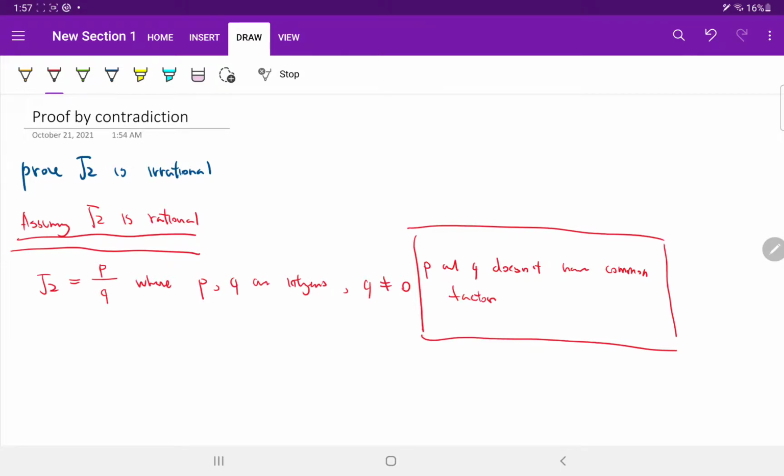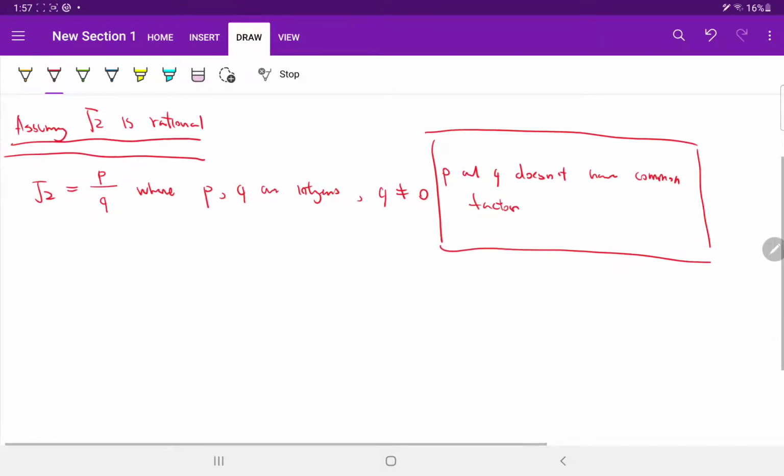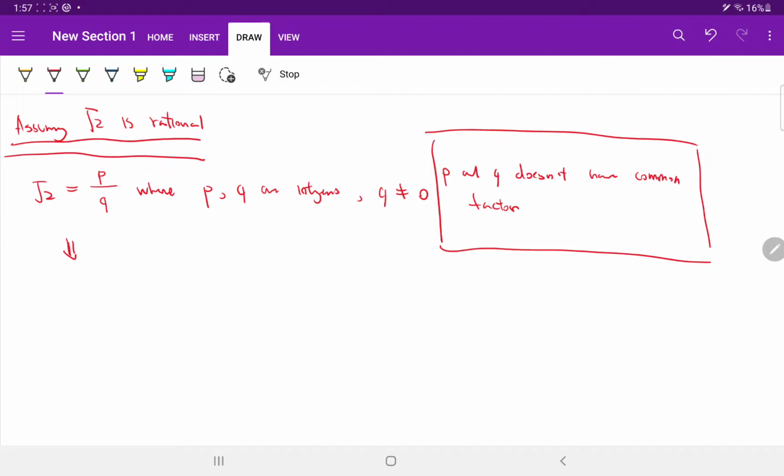So right now we assume that square root of 2 is rational. We wrote it in the form of an integer over another integer. We can further simplify this equation. How can we get rid of the square root? We can get rid of the square root by squaring the top and the bottom, right? Which gets us 2 equals p squared over q squared. And if we further simplify this, we can write 2 times q squared is equal to p squared, right? That's just algebra.